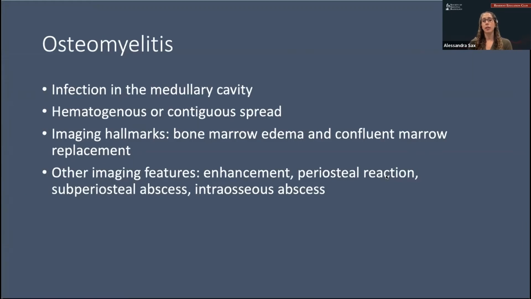So we define osteomyelitis as infection within the medullary cavity, and it can spread hematogenously or contiguously. And the imaging hallmarks are going to be bone marrow edema, confluent marrow replacement, and then, if they gave contrast, enhancement. Other findings we can see are periosteal reaction, and then abscesses, whether they are in the bones or in the adjacent soft tissues, pointing us to the infection in the bone.